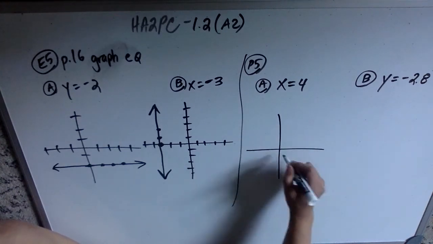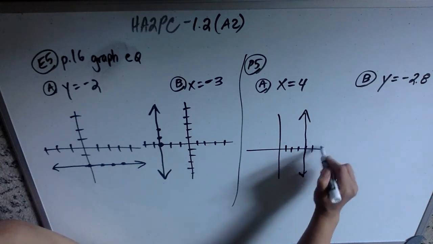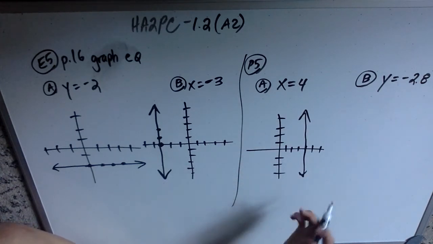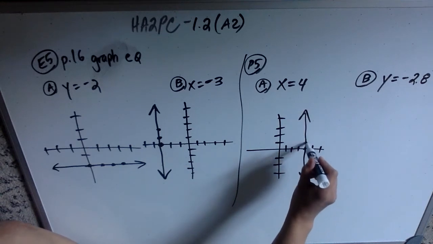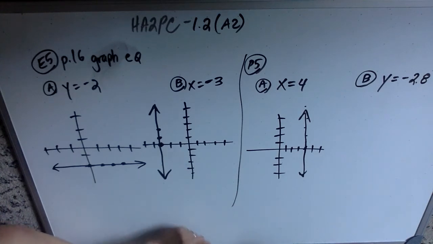So x is 4. This is where x is always a 4, right? And you can put dots if you need to, but it's a vertical line where x is 4. So this is 4, 0. This is 4, 1, 4, 2, 4, 3, 4, 4, 4, 5, 4, 6, 4, 1 million, right? Like, you can keep going.